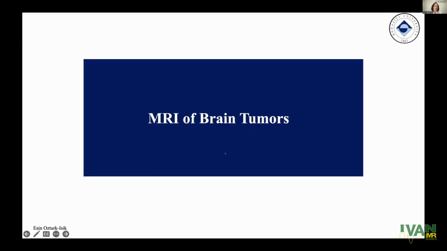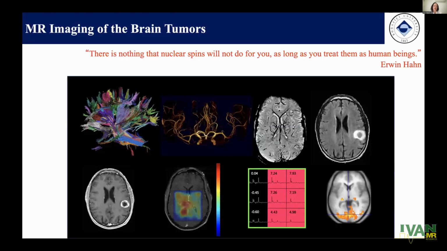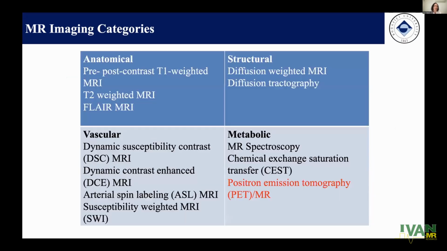I would like to start my talk with the MRI of brain tumors. This is one quote that I really like. Irvin Hahn once said, "There is nothing that nuclear spins will not do for you as long as you treat them as human beings." And it is kind of true because we use the same MR machine and we could get information about the structure, also the vasculature and the metabolic information all together. And we don't even need to move the patient. It's very flexible and it's a great technology.